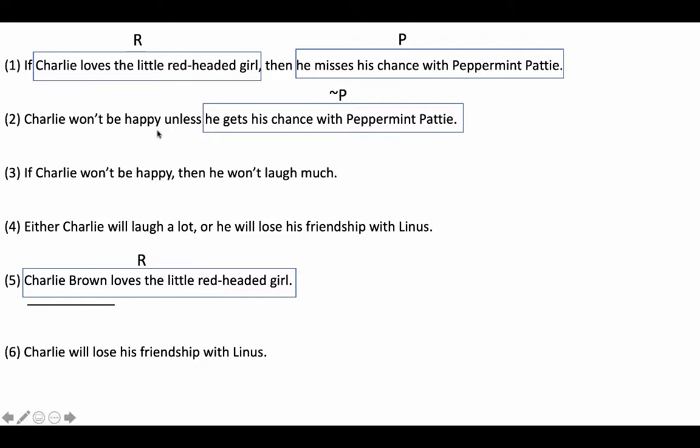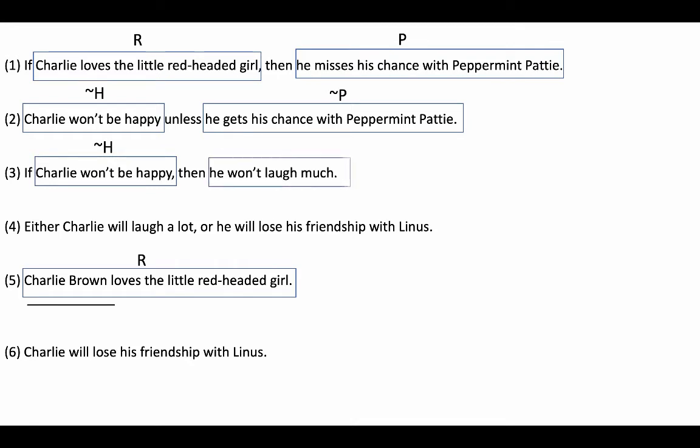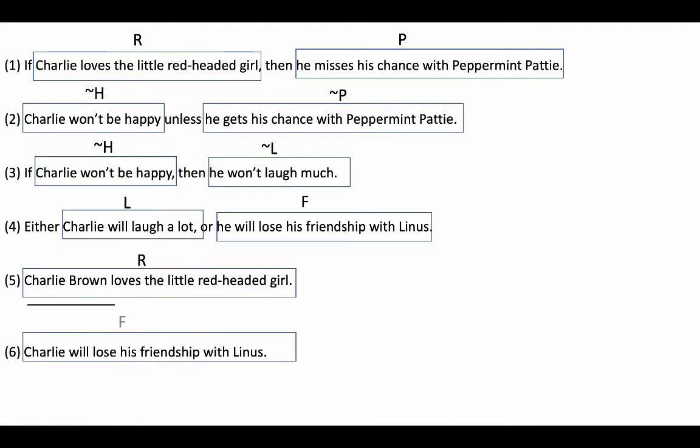Now over here I have "Charlie won't be happy." I'll assign that not H. Come down here, "Charlie won't be happy" occurs again. I assign that not H. Over here I have "he won't laugh much." That's a new letter. I'm going to assign that not L. Right here I have "Charlie will laugh a lot." That's the opposite of "won't laugh much," so I'm going to assign that L. "He'll lose his friendship with Linus." I'm going to assign that F, and then down here that occurs again.